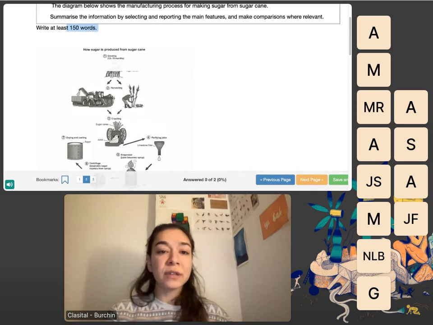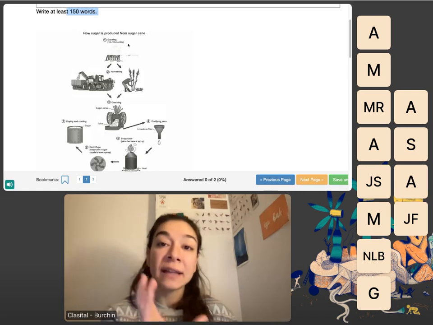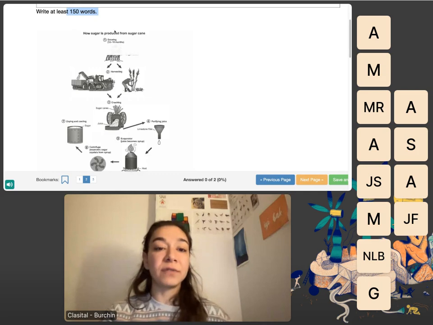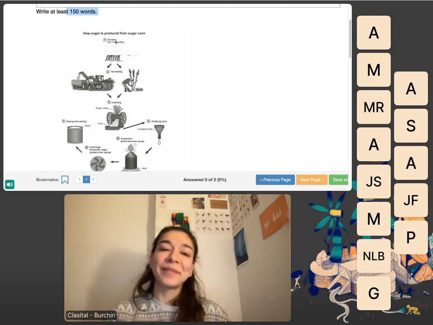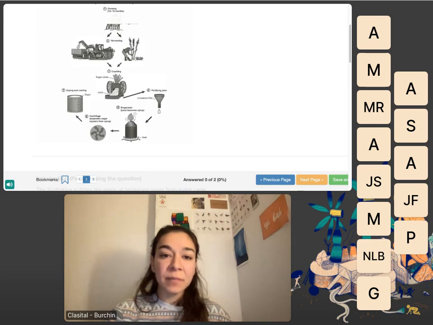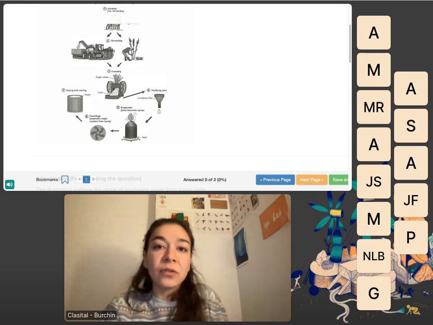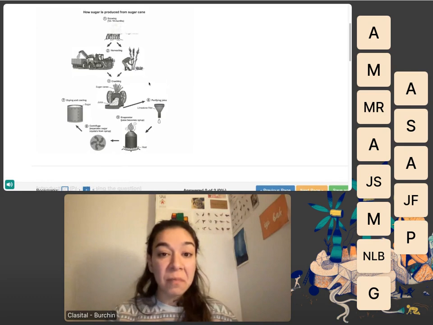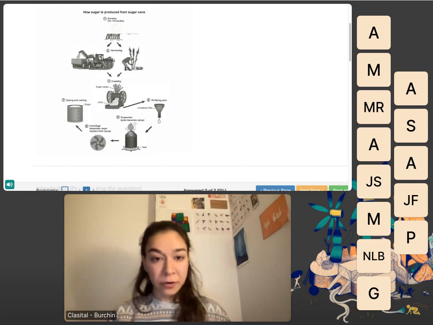Let me see how sugar is produced from sugarcane. First, we should analyze the process very carefully. First, we have the growing phase. It takes 12 to 18 months. Then we have the harvesting part, with machines, or maybe they're using manpower. I'm just using the general terms for it.